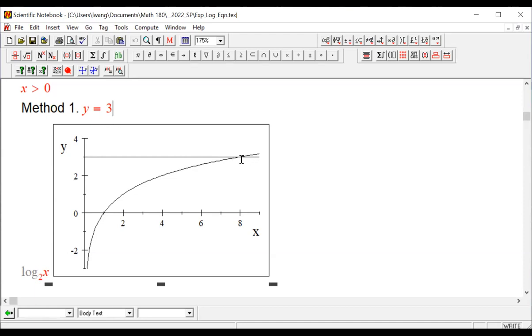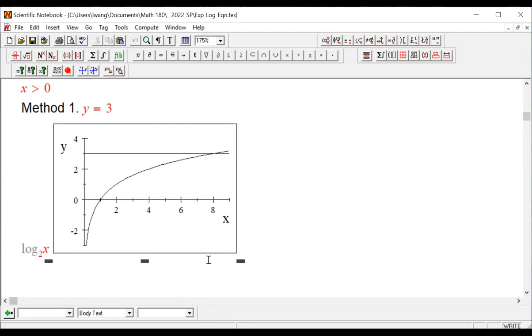We have done this similar thing before. So there's a crossing. How many crossings are there? 1. That means we're going to have only one input for that output. So this crossing tells us there's only one solution. Let me write it down: there's one crossing for y equals 3 and log base 2 of x. Only one crossing.